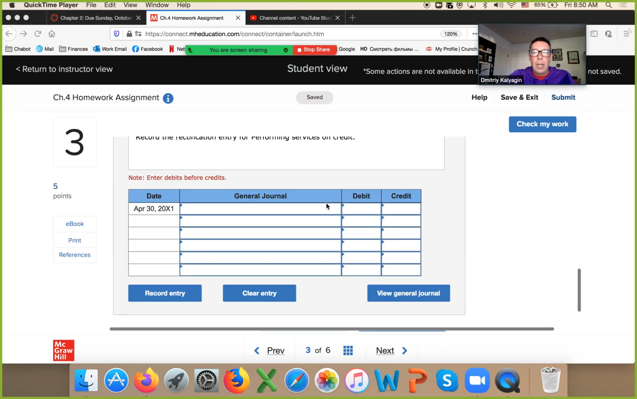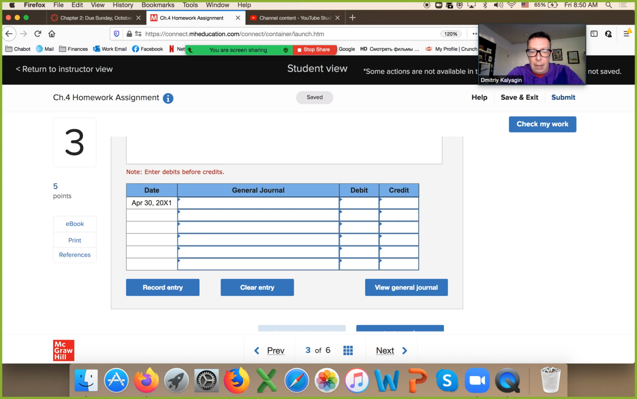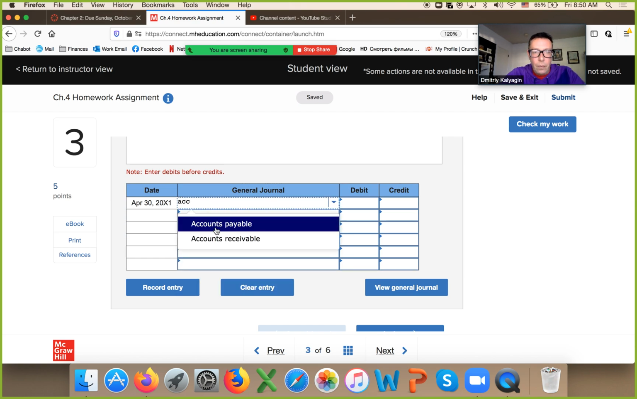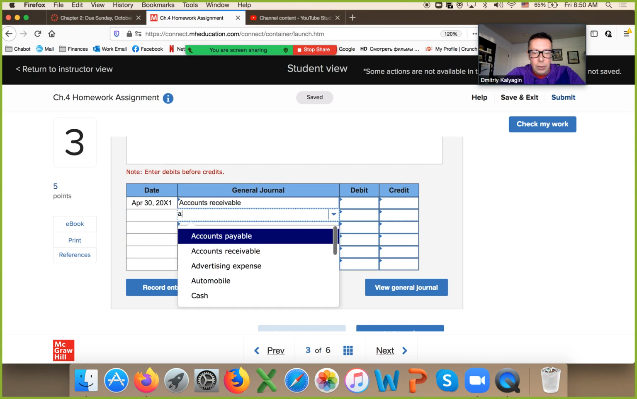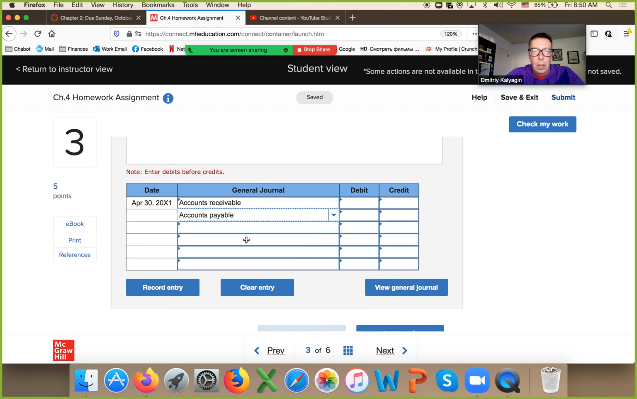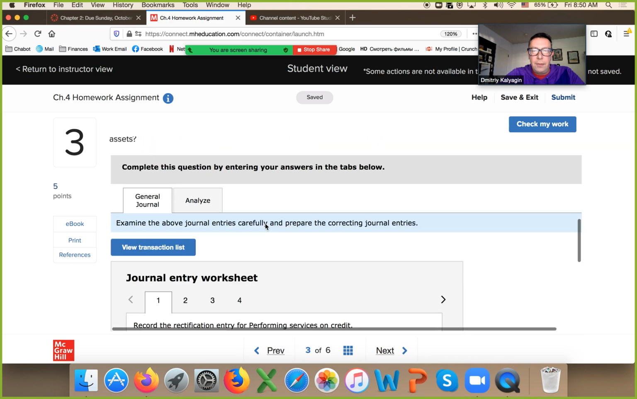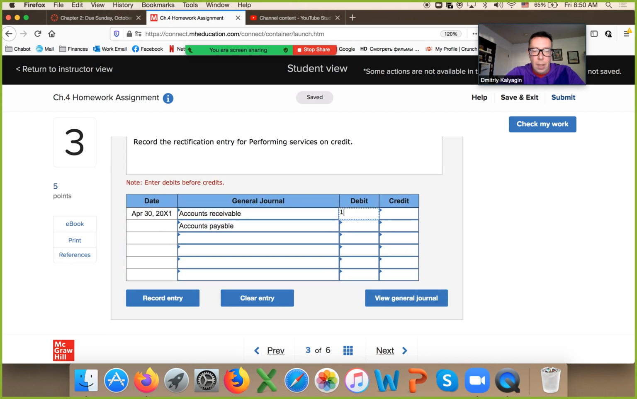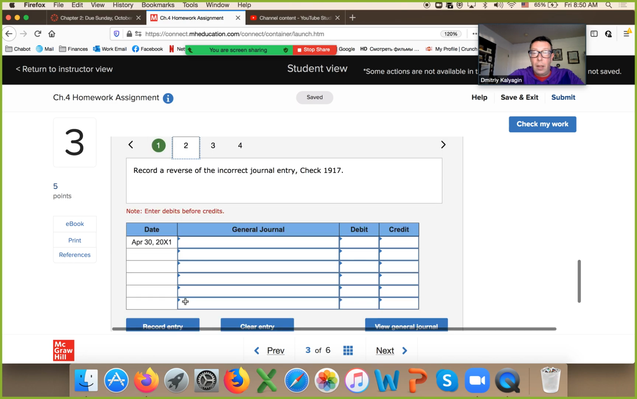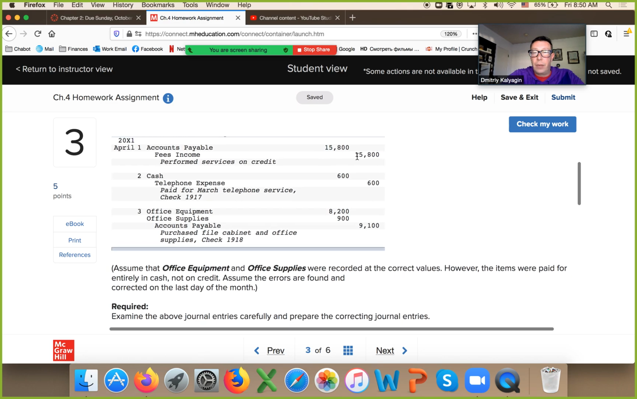So your first entry here is debit accounts receivable and credit accounts payable, and the amount is 15,800, and that's our entry. We are not going to do anything with fees income because fees income was correct.